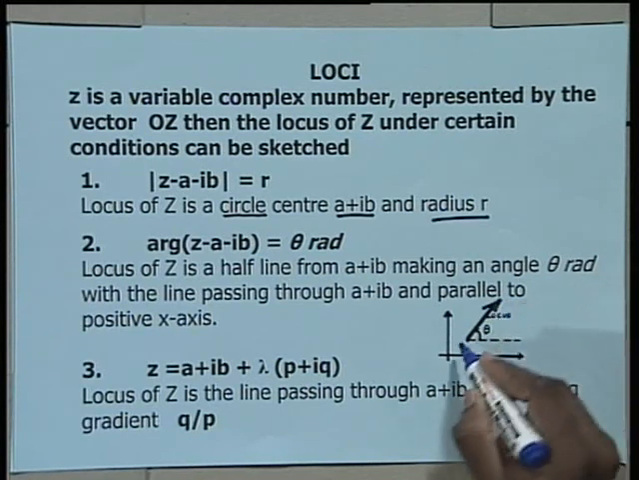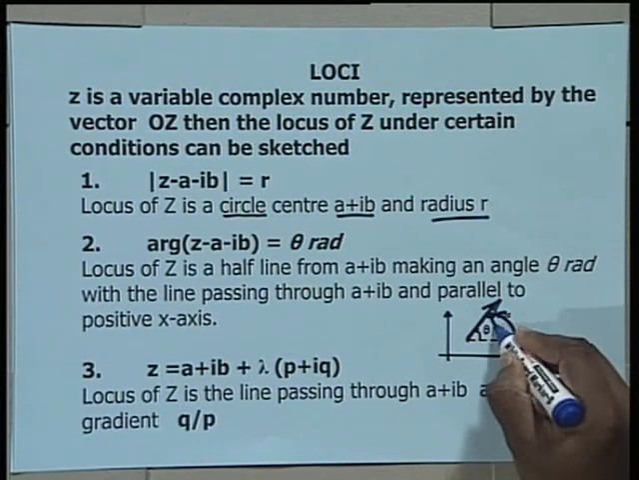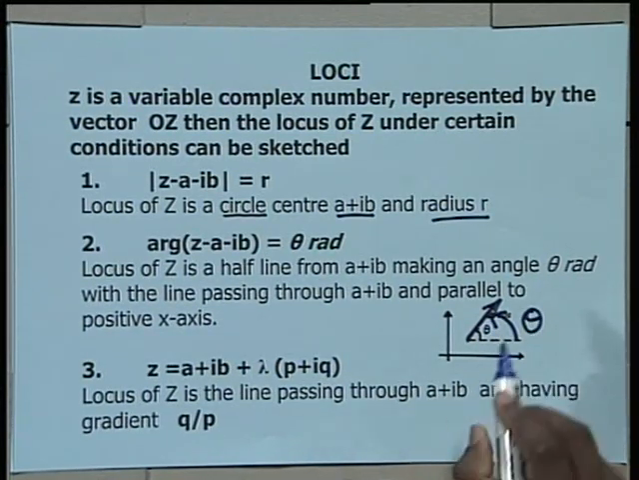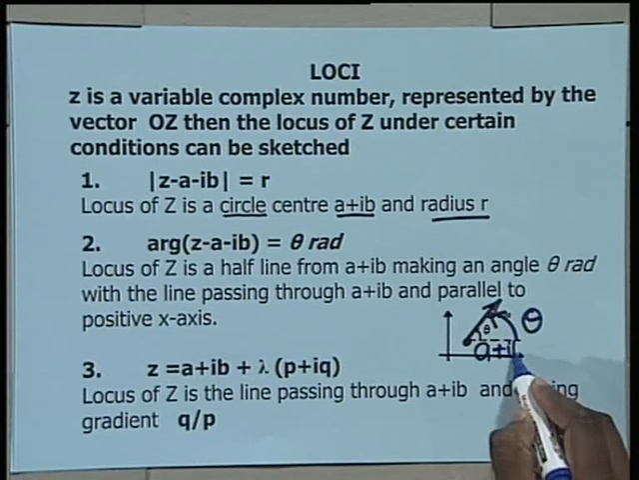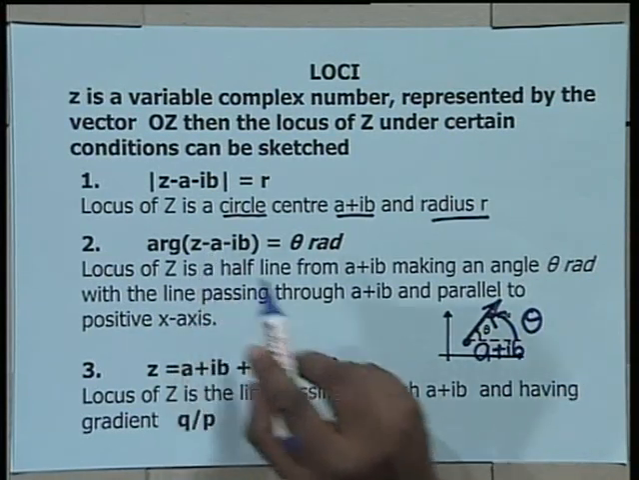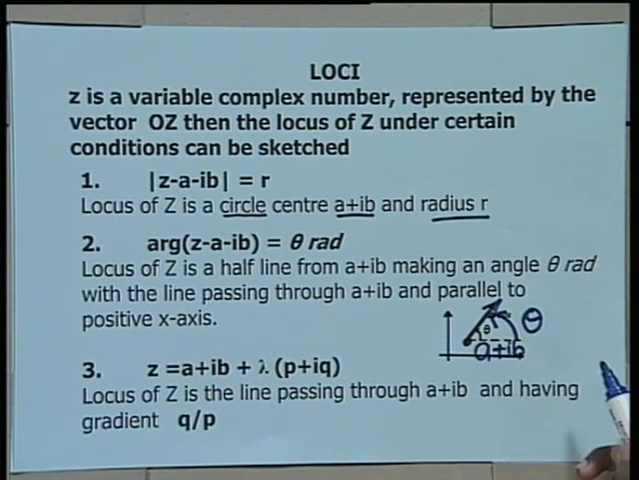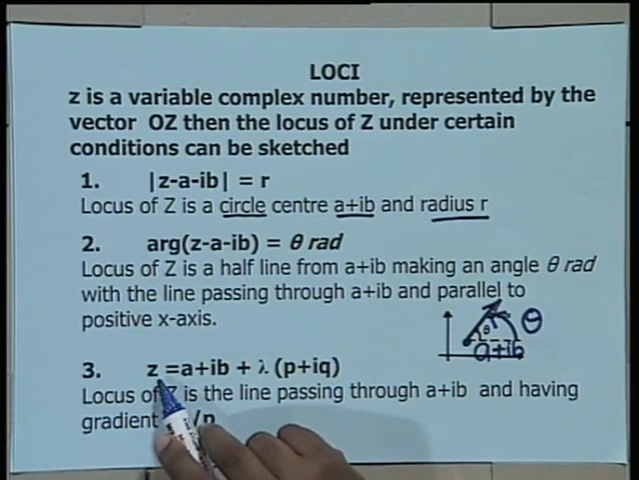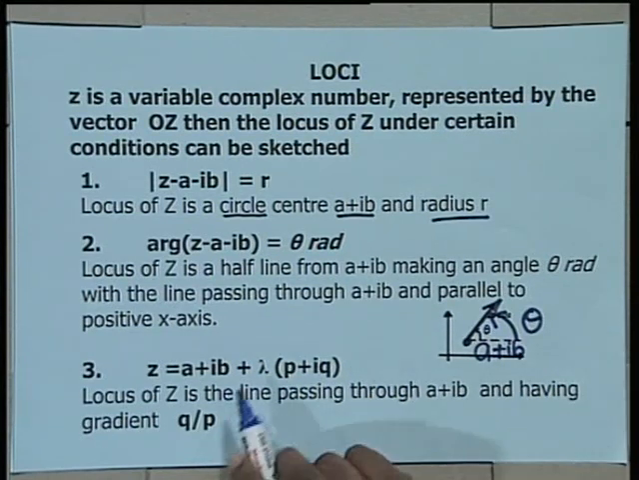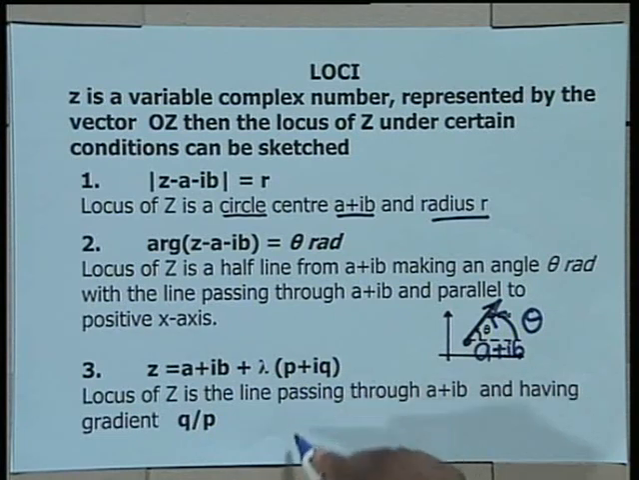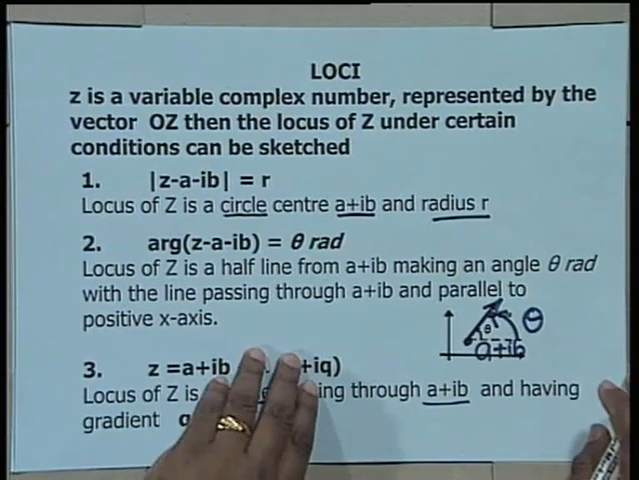Note that the line is not continued. It's a half line making an angle theta with the line passing through a plus ib. So the locus of Z would be a half line making an angle theta with the horizontal line passing through a plus ib. The third condition. If Z equals a plus ib plus lambda (p plus iq), then locus of Z would be a line passing through a plus ib having gradient q over p.